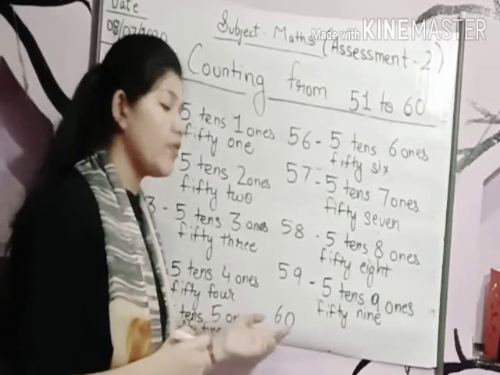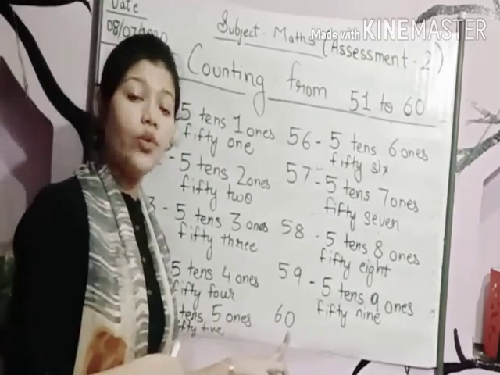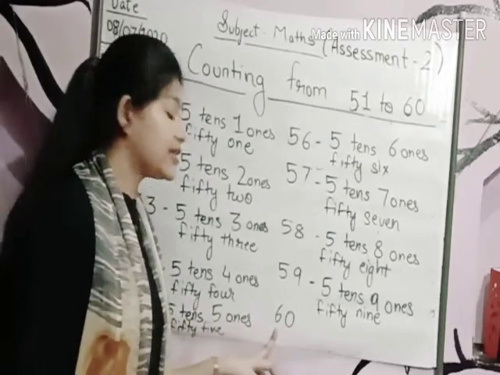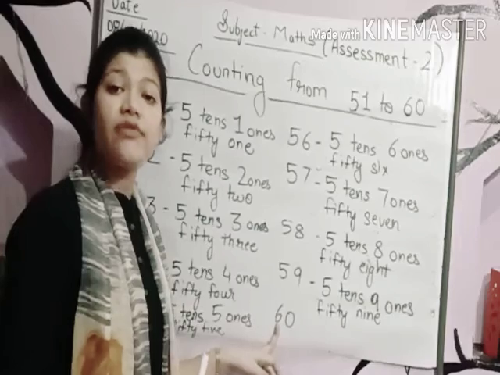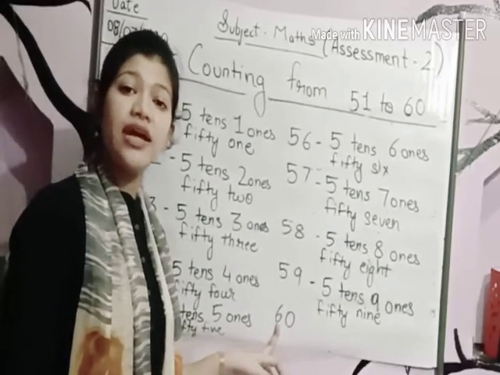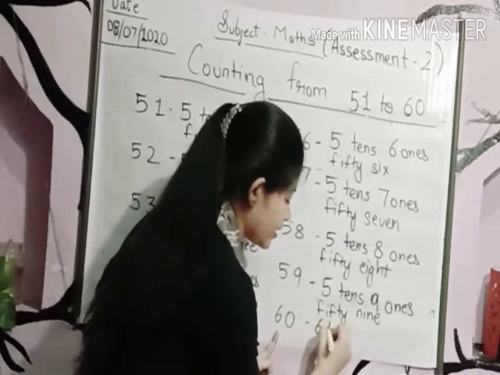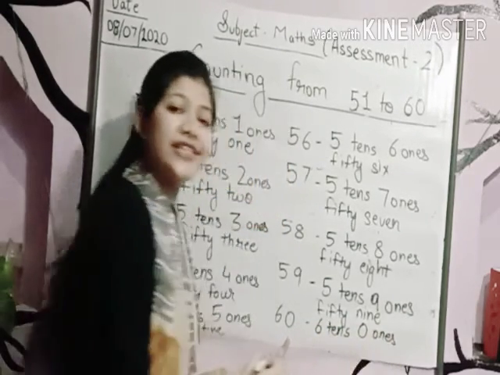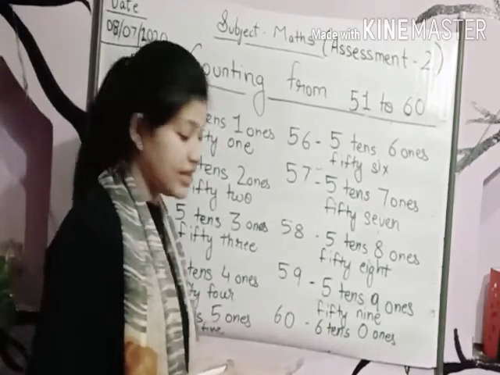Yes, now how we will write the number 60? Now see, 6 and 0. Now 0 is at the ones place and 6 is at the tens place. Yes, so how we will write? First we will write the tens place value. Yes. So we will write 6 tens and 0 ones. Yes. Where 6 tens means 60. Okay.